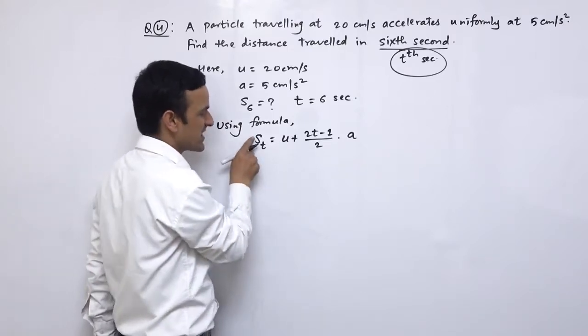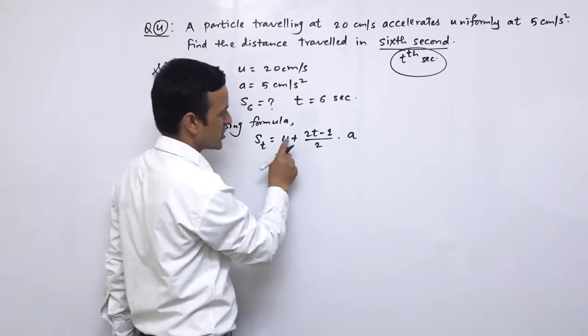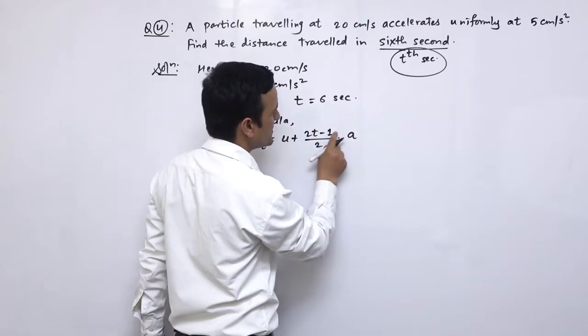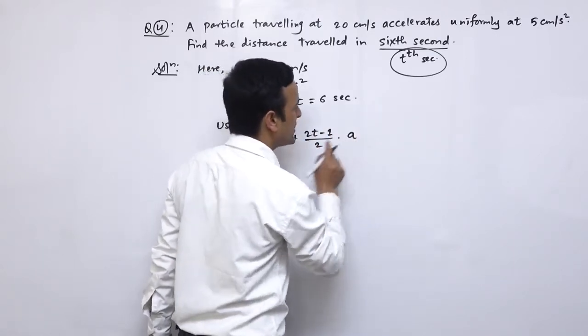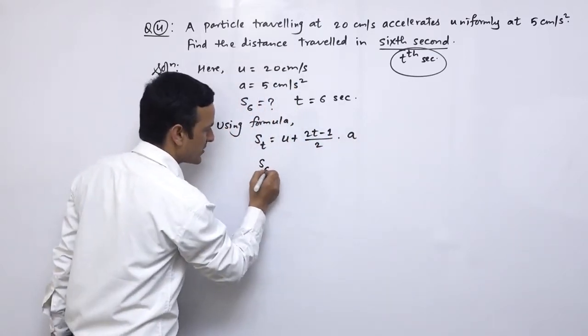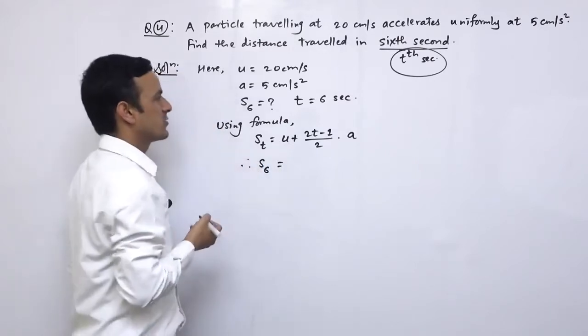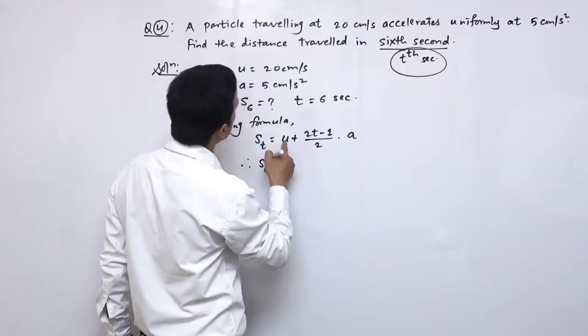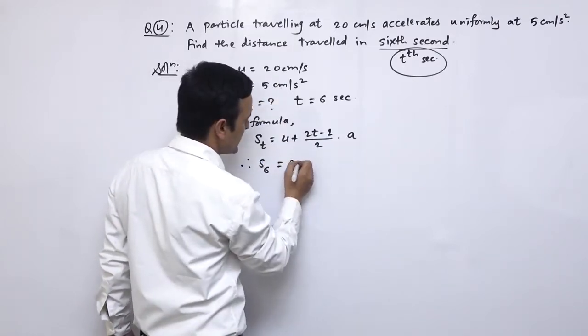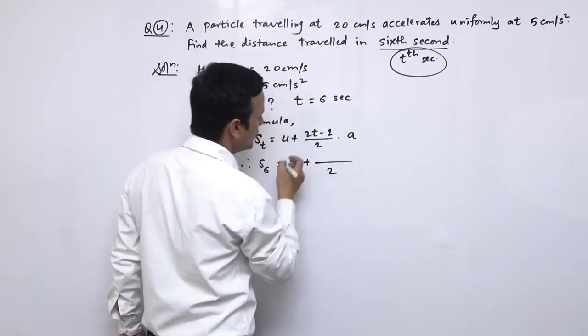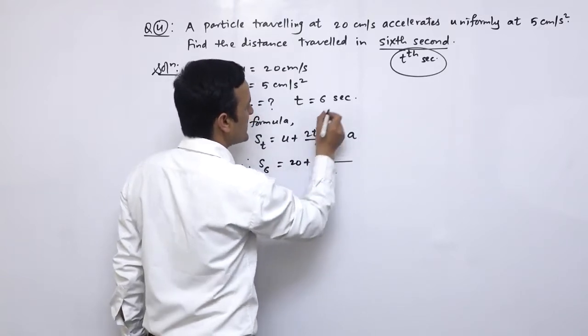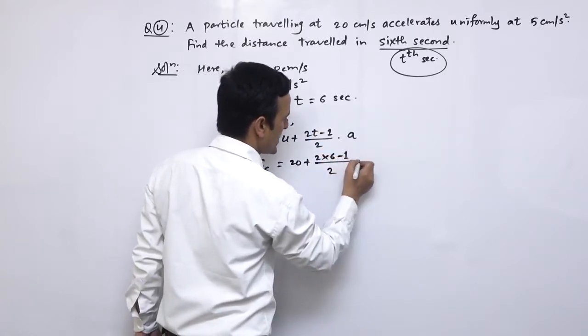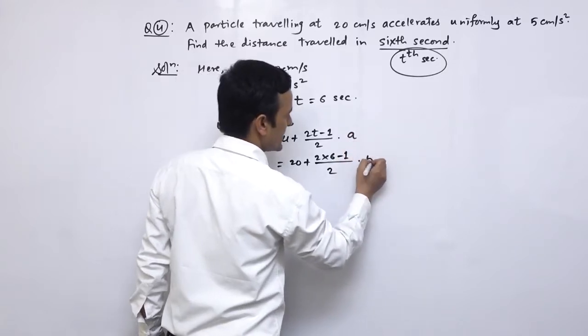St, the distance covered by the body in the tth second, is equal to u plus (2t minus 1) divided by 2 into a. Now we can write down the values. The value of t is 6. The initial velocity is 20, and here it is 2 into time, which is 6, minus 1, into the acceleration, which is 5.